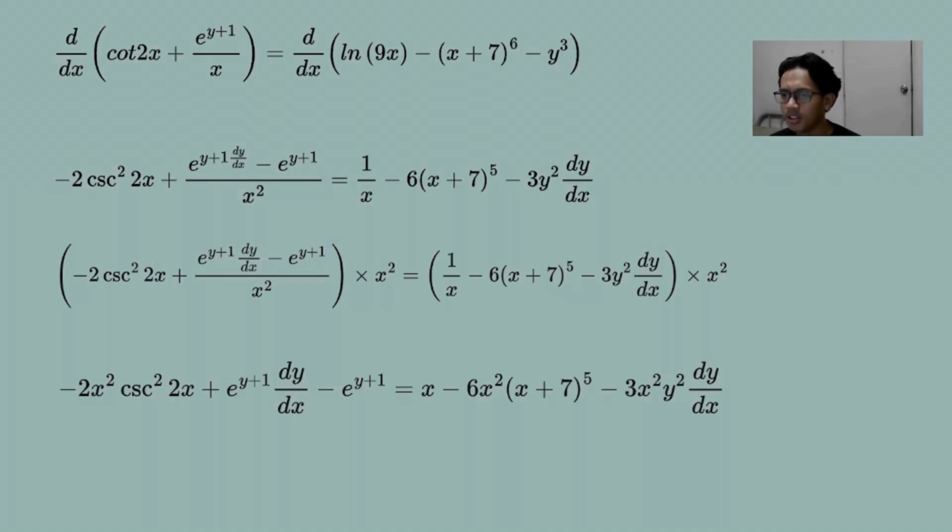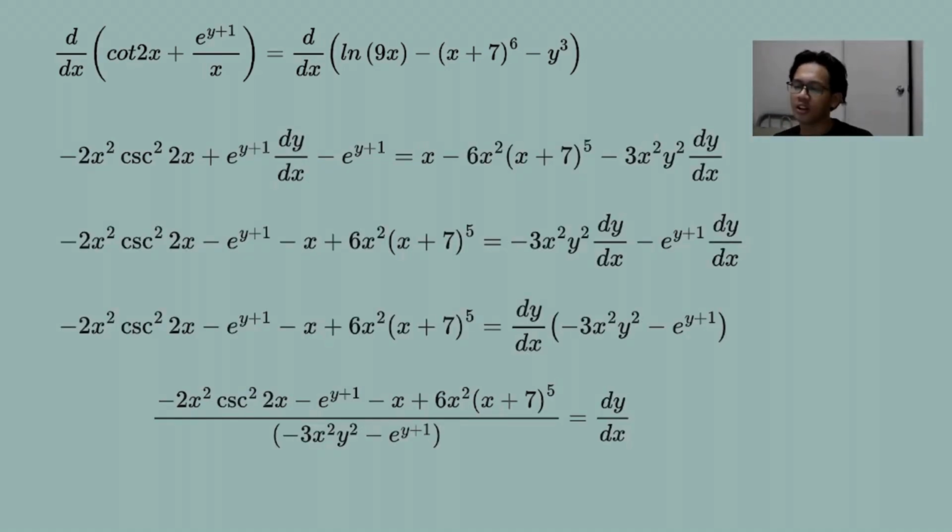Then we eliminate the denominator, we multiply both sides by x squared, then we will get negative x squared cosecant squared 2x plus e^(y+1) dy over dx minus e^(y+1) equals x minus 6x squared (x plus 7) to the power of 5 minus 3x squared y squared dy over dx. After that, we collect all the terms with dy on one side and factor it out. Then finally, we solve for dy over dx.